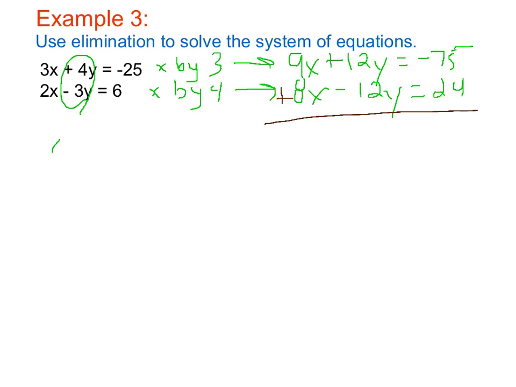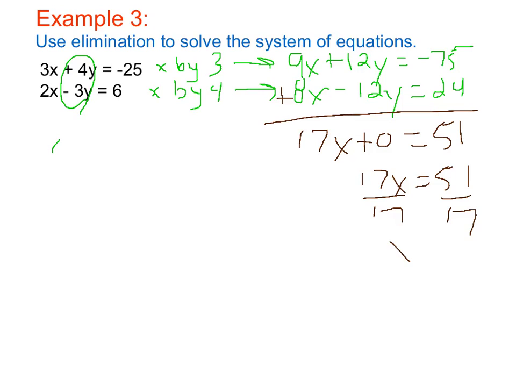If we do that, 9x and 8x gives us 17x. Negative 12y and positive 12y is 0. And this gets us negative 51 when you take negative 75 and add 24 to it. If we look at this now, we get 17x equals negative 51. Divide both sides by 17. So x is going to equal, oh, it's a negative 51 over there. Sorry about that. That's going to equal negative 3.